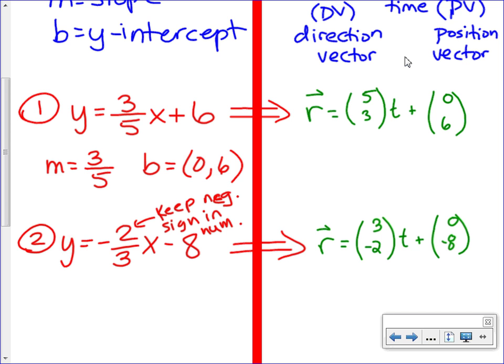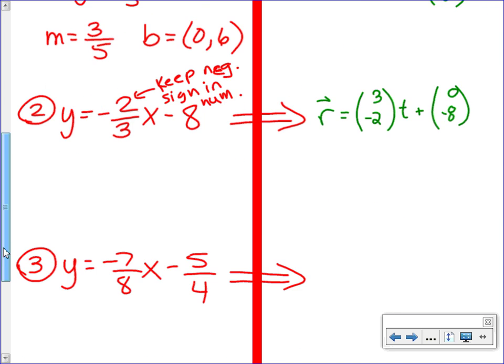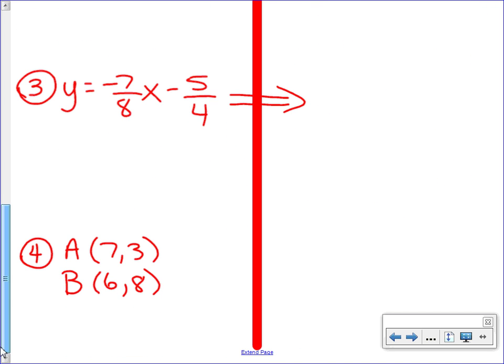Okay, here we go. Still haven't sold it, that's okay. Alright, couple more. I'll give you a second to write down those next two, and then we'll talk about it. This is 7. So it's negative 7 over 8x minus 5 over 4.